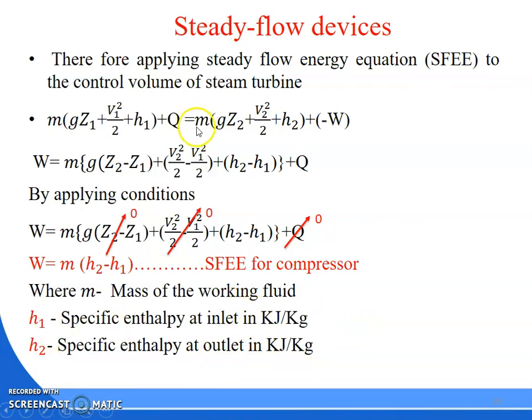So what we got? Work done for the turbine is m into (H1 minus H2). Work done for the compressor is m into (H2 minus H1). Why H2 minus H1? Because the compressor is a work consuming device. The compressor work is negative work, and this expression is positive.